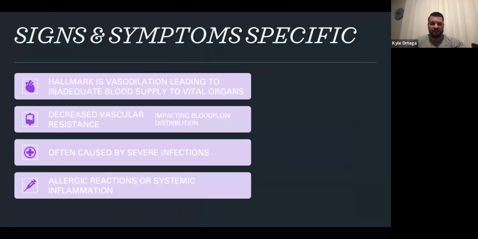All right, signs and symptoms of distributive shock. The hallmark pretty much is that vasodilation leading to inadequate blood supply to the vital organs. Decreased vascular resistance, which impacts blood flow distribution. This is often caused by severe infections, and then also, again, allergic reactions or systemic inflammation. And it's really hard to maintain that blood pressure, which means insufficient perfusion.